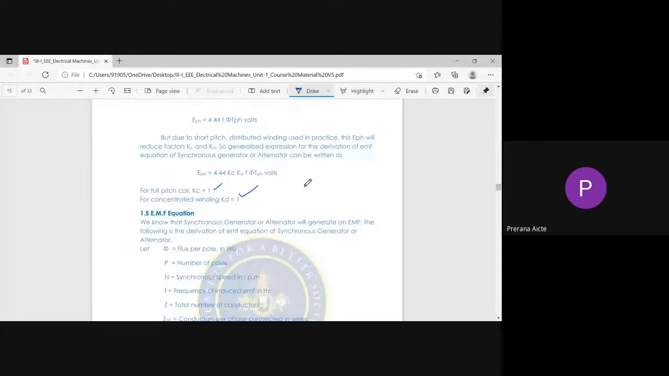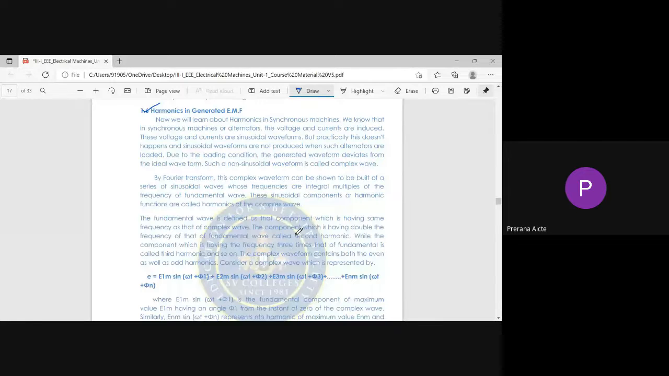These are the two important questions from the GATE point of view. So the induced EMF per phase is nothing but 4.44 Kc Kd f times flux per pole and turns per phase. See here, the EMF equation of an alternator, we are going to derive that. That is nothing but 4.44 f phi, turns per phase multiplied with Kp and Kd.